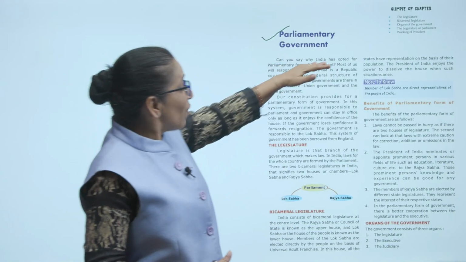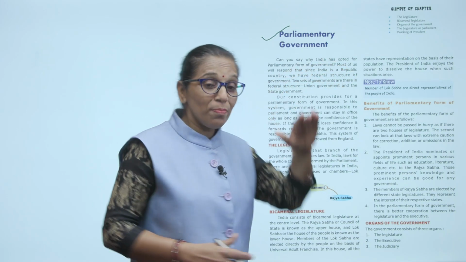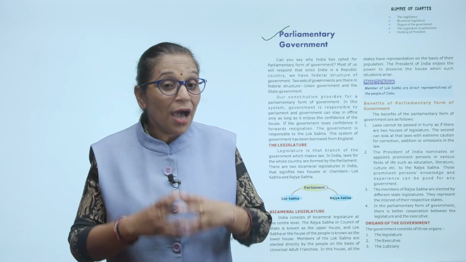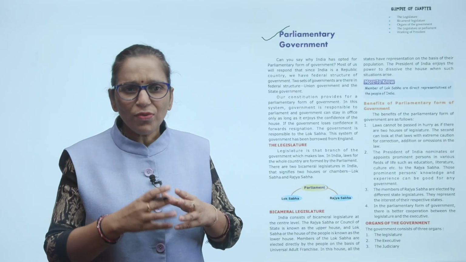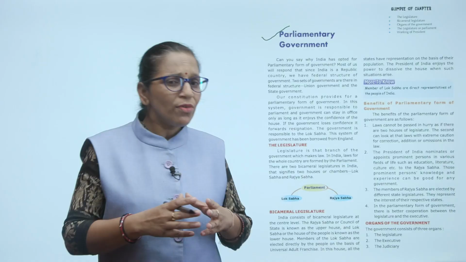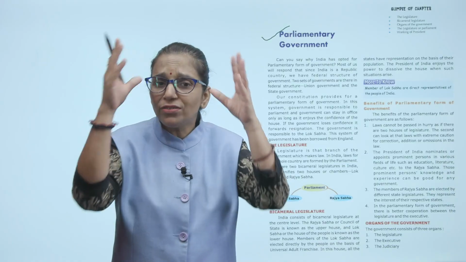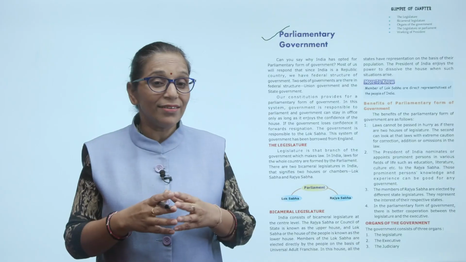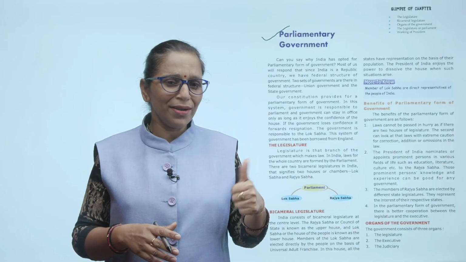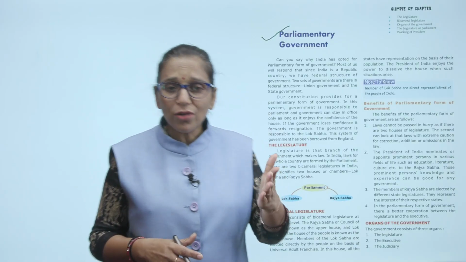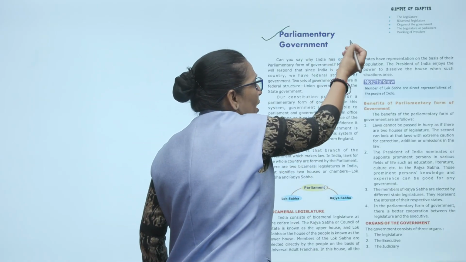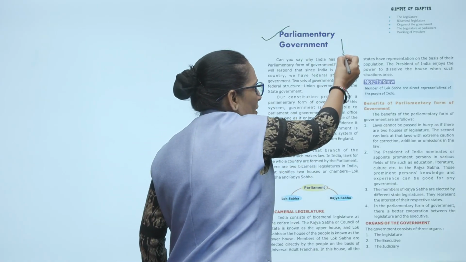Can you say why India has opted for parliamentary form of government? When we got our independence, we decided that India will be a republic country, and we will have a federal structure of government. So two sets of governments are there in a federal structure, union government and the state government. A federal government is where we have more than one tier of government.